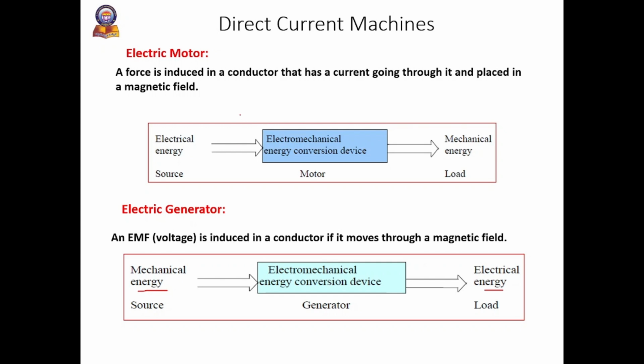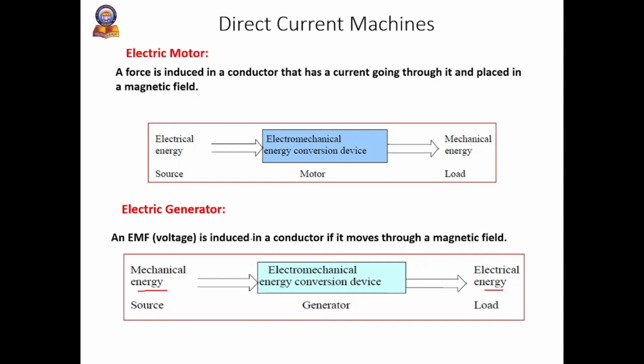So, the basic working principle of a motor is that whenever a current carrying conductor is placed in a magnetic field, it experiences a force, whereas the basic working principle of an electrical generator is that whenever a conductor cuts the magnetic flux, an EMF is induced in it. So, whether it is a generator or a motor, in case of DC machines, the construction remains the same.